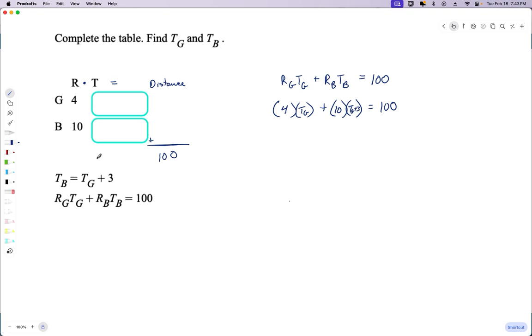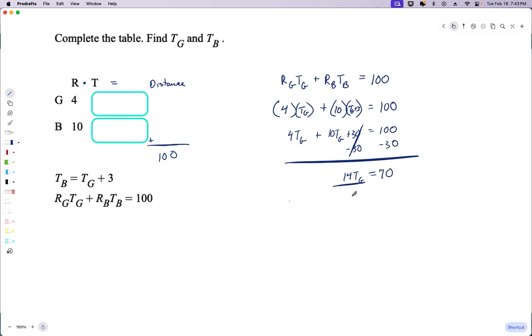Okay, I'm going to assume that you paused and that you solved. So I'm going to just go through this really quickly. 4 times TG is 4TG. And this is going to be 10 times TG. And 10 times a positive 3. And that's equal to 100. I'm going to add these two together, and I'm going to subtract 30 from both sides. So that gives me 14 times TG is equal to 70.